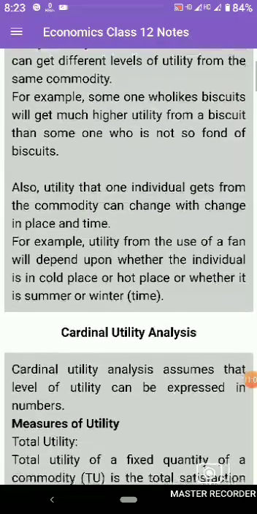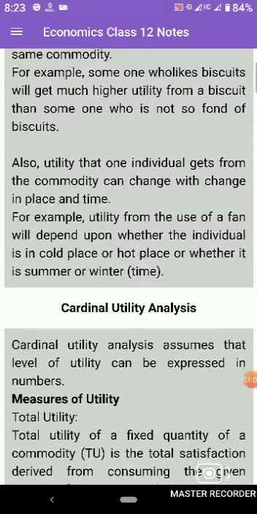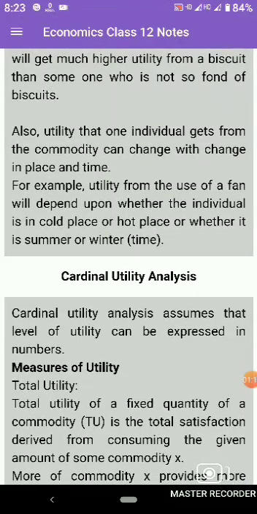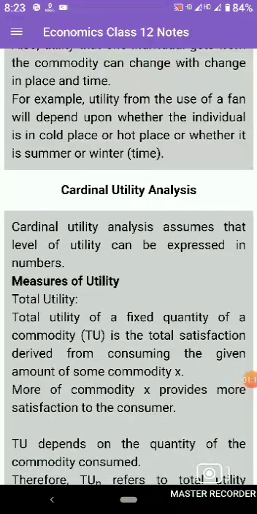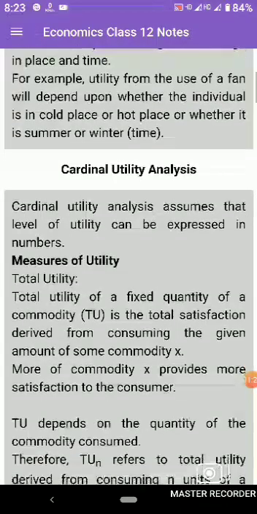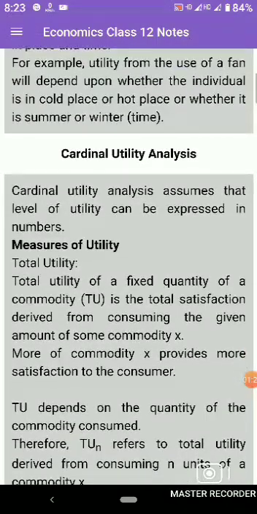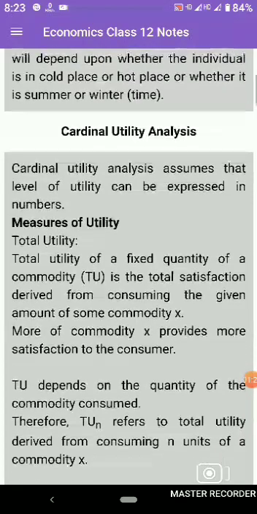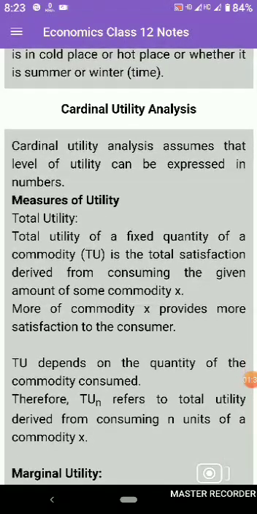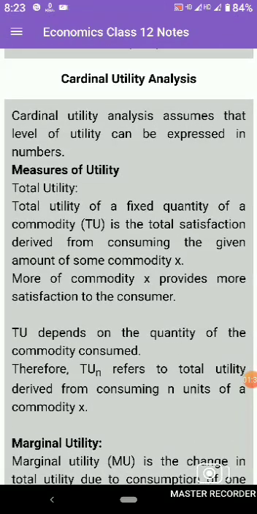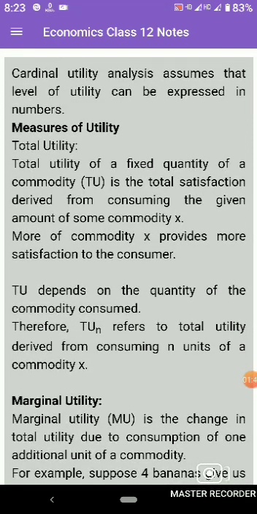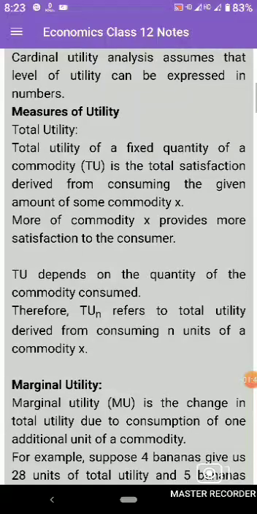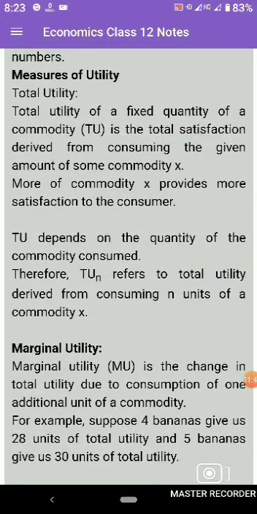Second point is cardinal utility analysis. Cardinal utility analysis assumes that the level of utility can be expressed in numbers. Measures of utility: total utility. First point, total utility of a fixed quantity of a commodity, TU, is the total satisfaction derived from consuming the given amount of commodity X. More of commodity X provides more satisfaction to the consumer. TU depends on the quantity of a commodity consumed. Therefore, TUn refers to total utility derived from consuming n units of a commodity X.